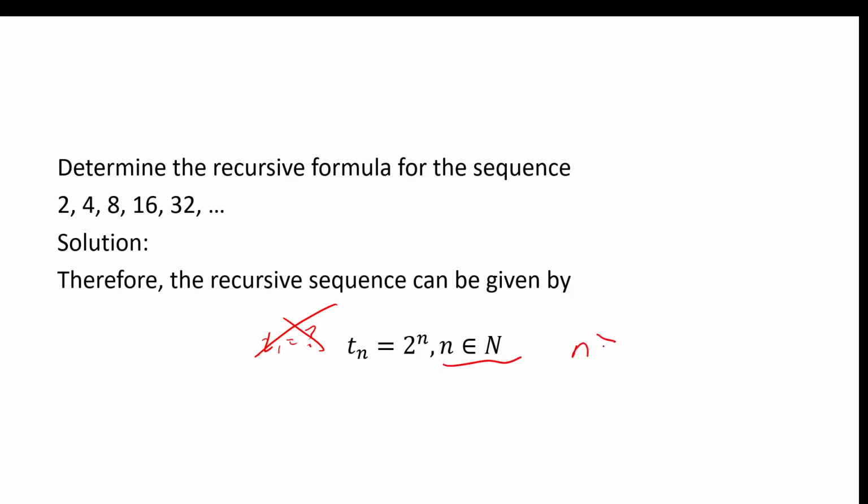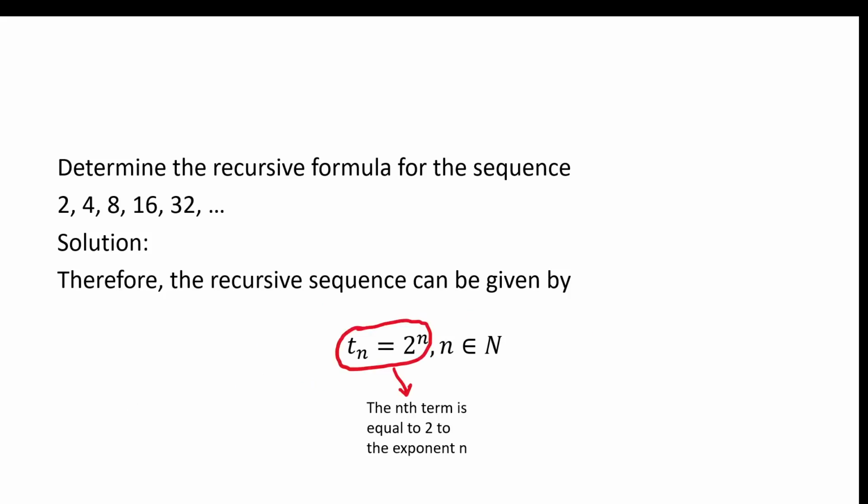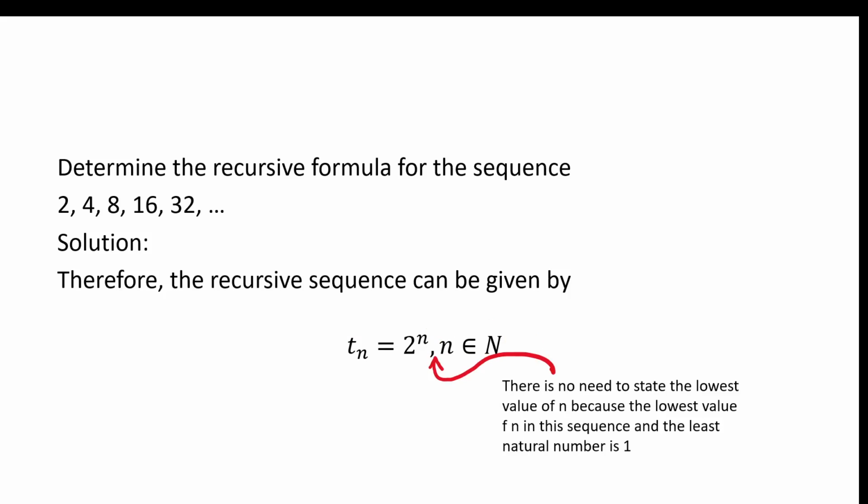We also don't have to say n is greater than or equal to 1 here, because that's assumed when you say n is an element of the natural numbers. It's only when the rule doesn't apply to the first term that we have to be more specific about the lower limit of n. So as it says here, no need to give values at the beginning. The nth term will be equal to 2 to the exponent n. The ordinal position of each term will be a natural number. There's no need to state the lowest value of n, because the lowest value of n in that sequence and the least natural number is 1.